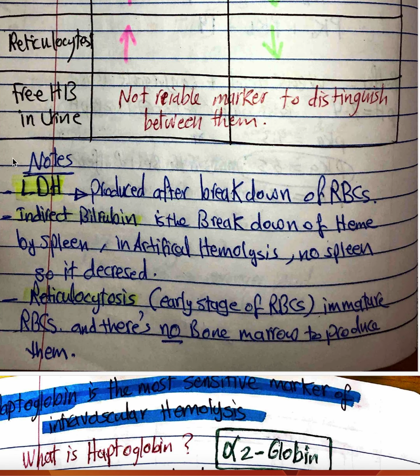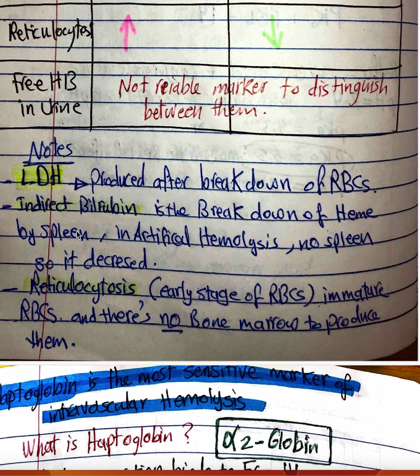Now we go to the lactate dehydrogenase enzyme. Lactate dehydrogenase is produced after breakdown of the RBCs. We know that the lactate dehydrogenase enzyme is present in the cytosol inside these cells, and the common type that is associated with the RBCs is called lactate dehydrogenase type 2. Okay, that is produced after the breakdown of the RBCs.